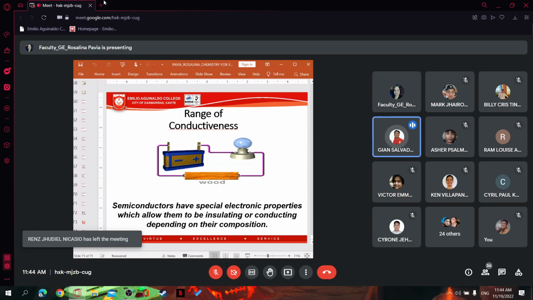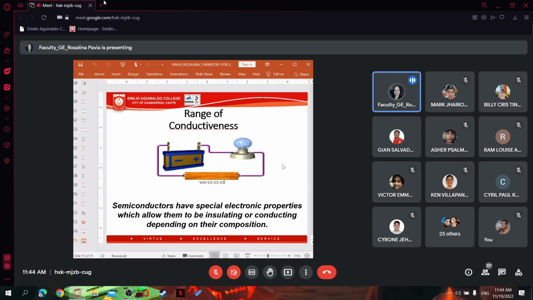Wala na pong chemistry next sem, ma'am. Wala na. Gusto mo pa? Paborito ko po to, ma'am. Nabagsak lang po ako. Paborito mo pero bagsak ka? Di lang po ako gusto ng chemistry, ma'am.